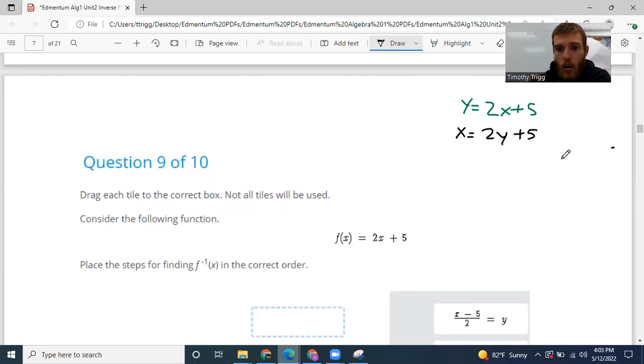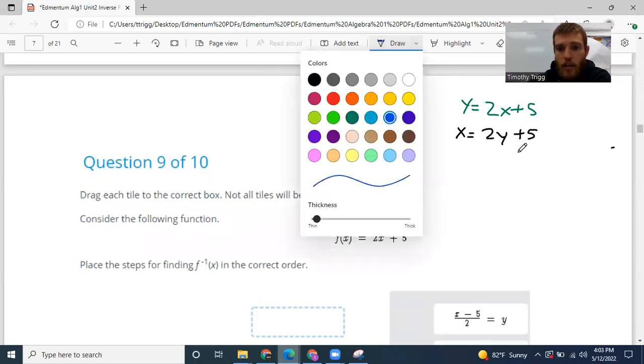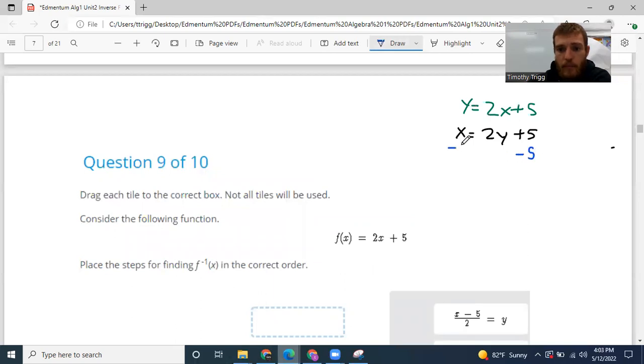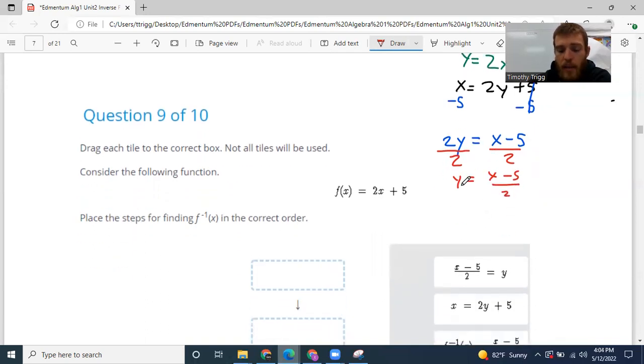My goal now is to solve for y. So here I'm going to go ahead and subtract 5 both sides of the equation. And I'm going to move my y's to our left side here, and the x minus 5 on the right. Lastly, to get y by itself, we're going to go ahead and divide by 2, both sides of the equation. And we have x minus 5 over 2. Lastly, replace y with f inverse of x equals x minus 5 over 2.